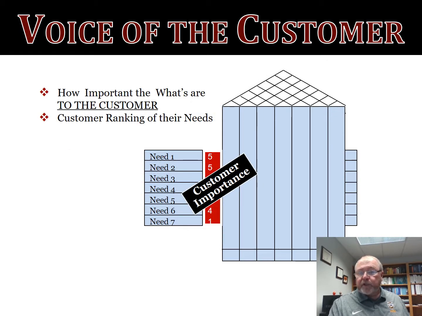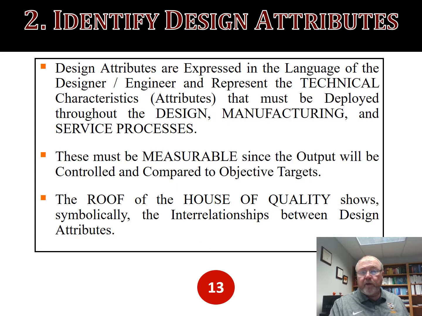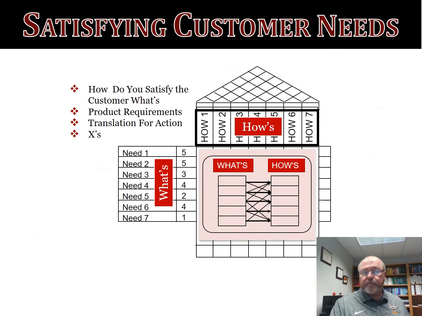Customer importance, that should not be from the company perspective. That should be from the customer perspective. So you're going to have to then identify design attributes. What is it that's internally controllable to the company that you believe will be able to help the company fulfill the desires, the needs, the wants, the customer attributes? Those are the so-called hows.